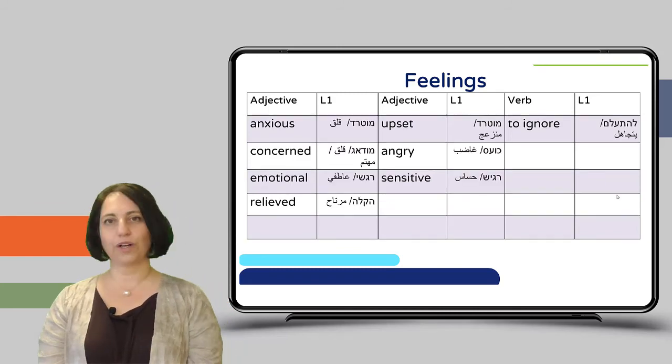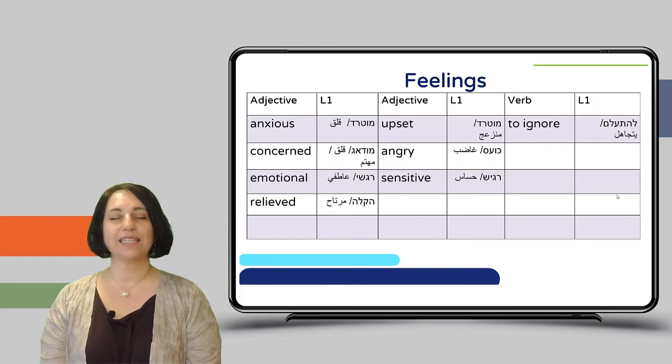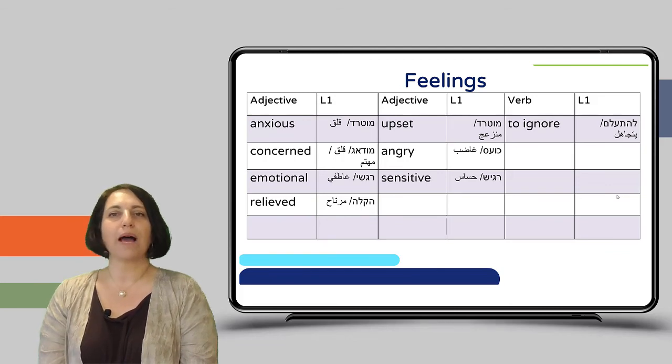And here you have the words in Arabic and in Hebrew. And these, as I said, are very helpful, good words for you to remember and to learn and to use as much as possible.